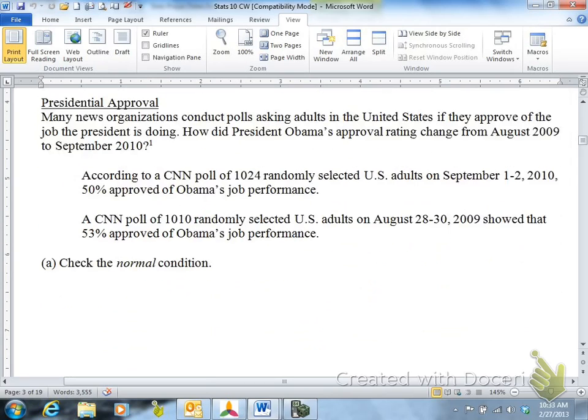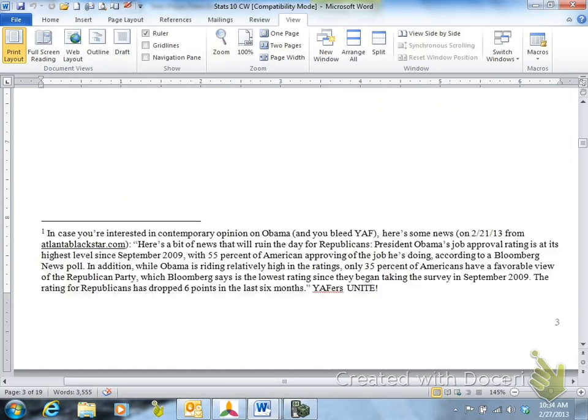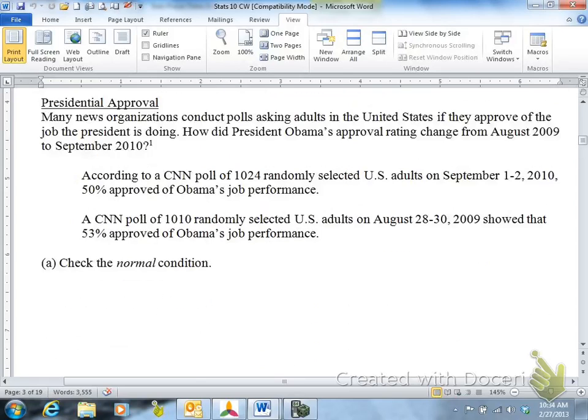So let's consider how to make a confidence interval. Many news organizations conduct polls asking adults in the United States if they approve of the job that the president's doing. How did President Obama's approval rating change from August 2009 to September 2010? Now, if you'd like to pause this video and read my footnote, you can pause the video now. Okay, so we have, according to a CNN poll, 1024 randomly selected U.S. adults on that date. 50% approved Obama's job performance.